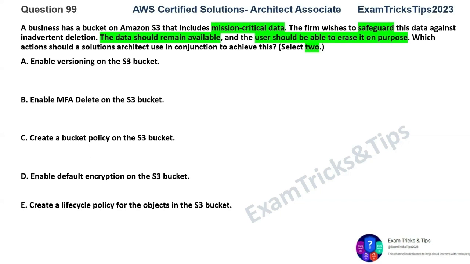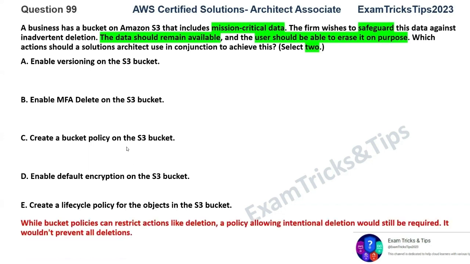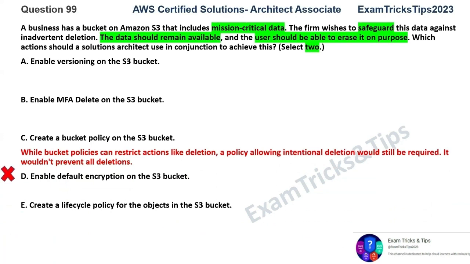So option C, according to me, creating a bucket policy on the S3 bucket. This is not going to help because you can create bucket policies for not deleting something by a particular user or a group, but this will prevent all deletion. This is not going to prevent accidental deletions only. If you go back to the question, the requirement says we don't want accidental deletion. But if somebody wants to really delete something and if they're authorized, that should be possible. So option C stops everything. So that's not correct.